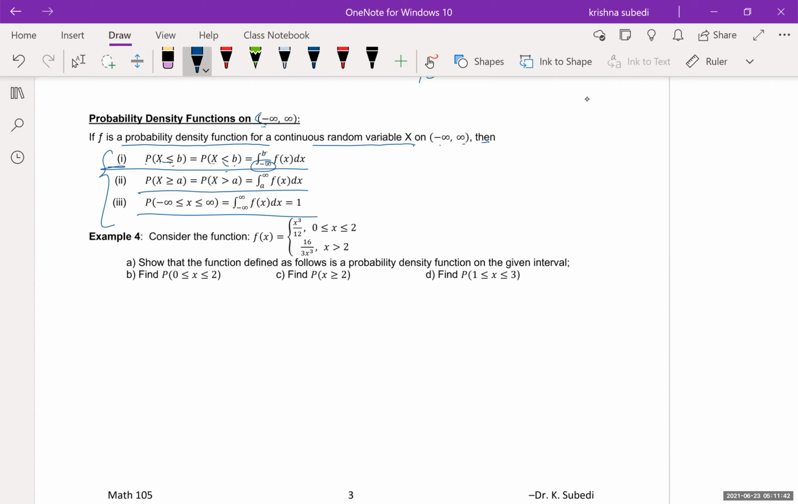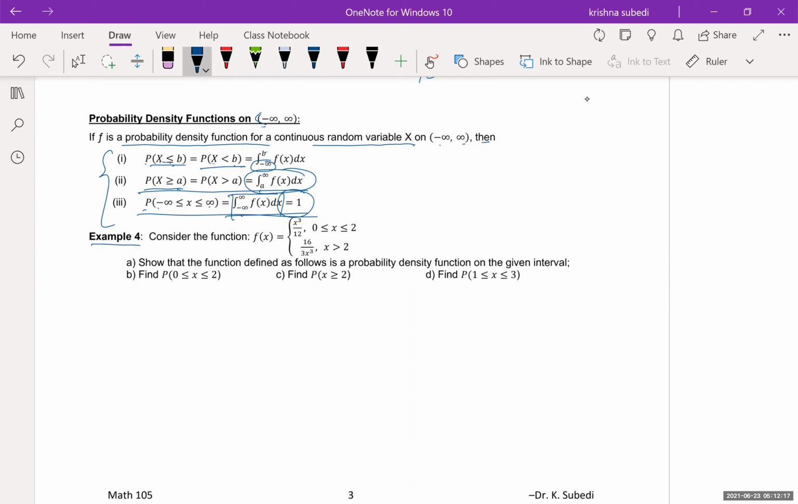They are equal, because basically it is just a matter of 1 point, and when we look at the area, just 1 point doesn't make a difference. So P(x greater than or equal to a) can be written this way, the integral from a to infinity of f of x dx, and the probability between negative infinity and positive infinity is given by this, which is actually 1. Okay, keep that in mind. Now example 4.